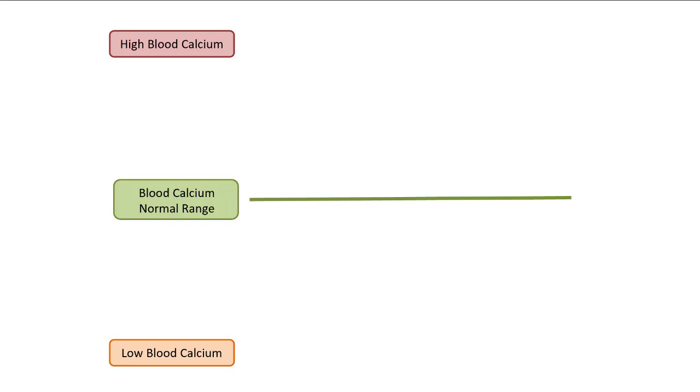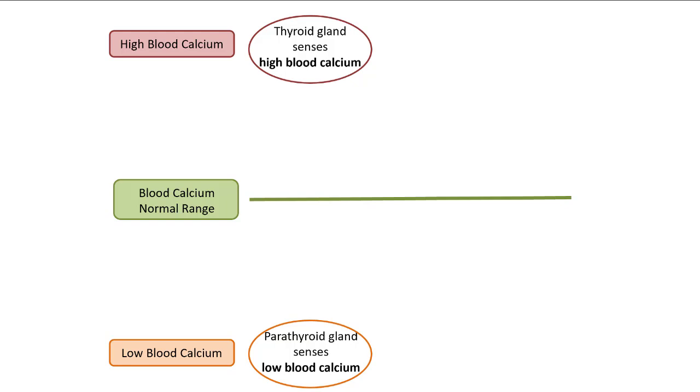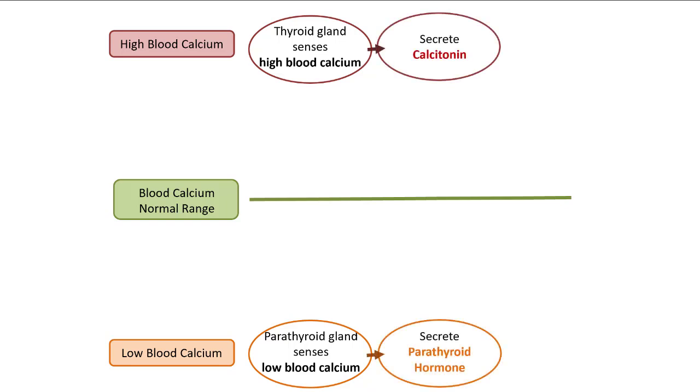So, when calcium moves away from the normal range, homeostatic mechanisms engage to return it to normal. So let's see what happens. If you have high blood calcium, the thyroid gland is going to sense that. Or, if you have low blood calcium, the parathyroid gland is a sensor for that. If you have high blood calcium, you're going to secrete a hormone called calcitonin. If your blood calcium is low, on the other hand, you're going to secrete parathyroid hormone.